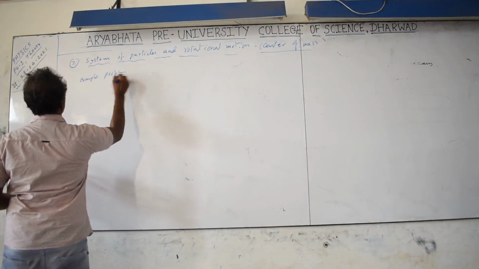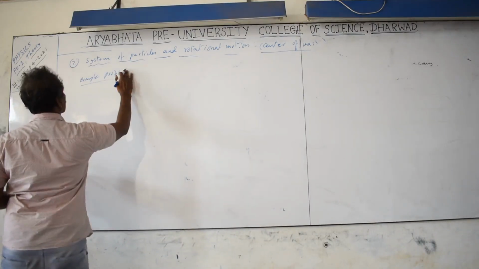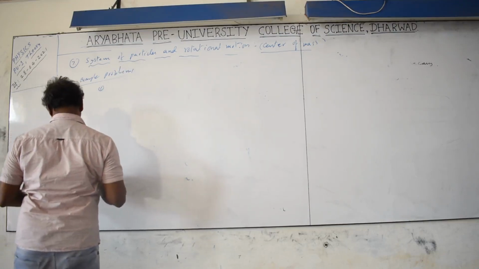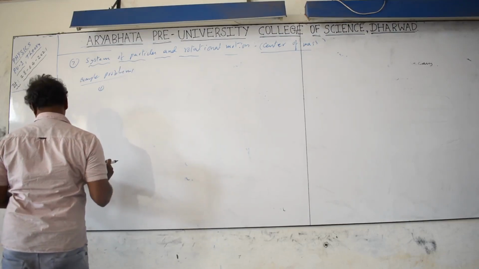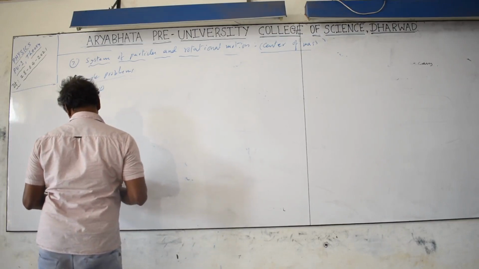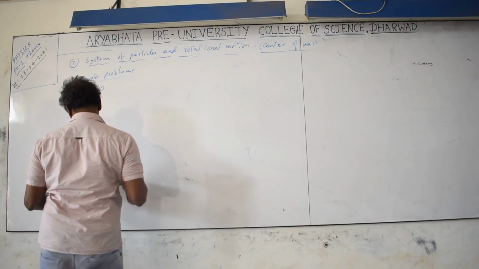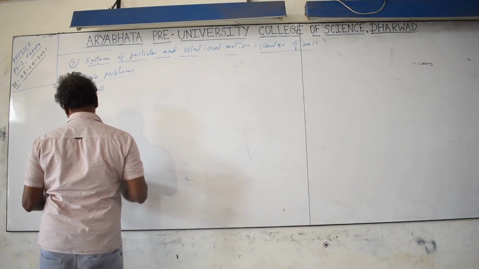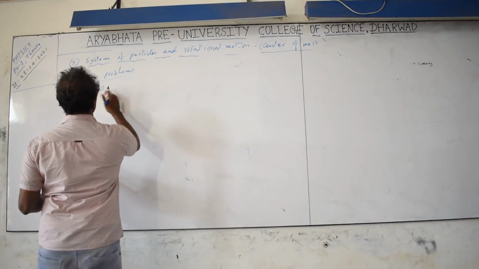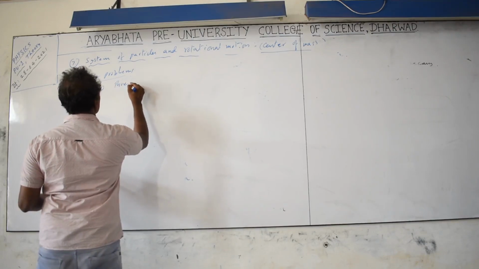Example problems. 1. Coordinates of center of mass of a system having 3 particles of masses 2 kg, 3 kg and 4 kg. Find the center of mass.